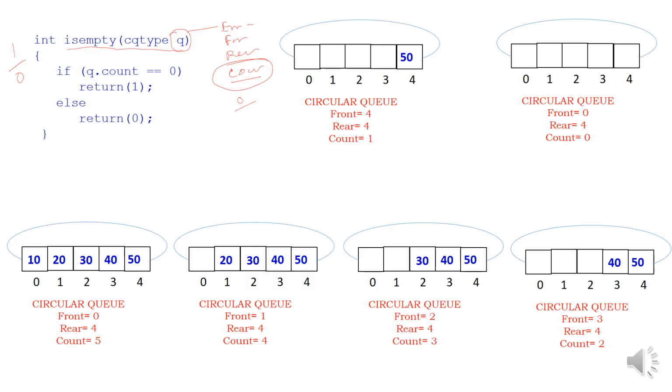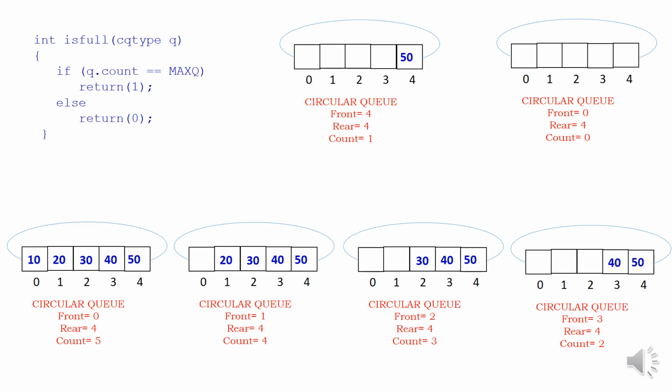See here, at this particular stage, there is one element, count is 1. So the function returns 0. Here there are no elements, count is 0, so the function returns 1. Here there are 5 elements, the function returns 0. Here there are 4 elements, 3 elements, 2 elements, the function returns 0. So at any particular stage, it checks the count of elements in the array, because based on the count of elements, it returns either 1 or 0. Only this is the place where there are no elements and the circular queue is empty, so it returns 1.